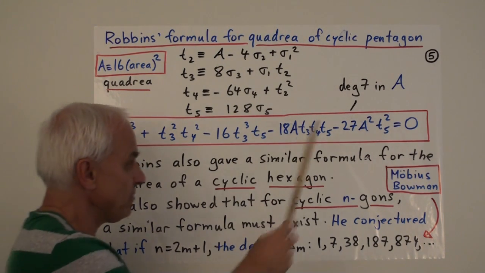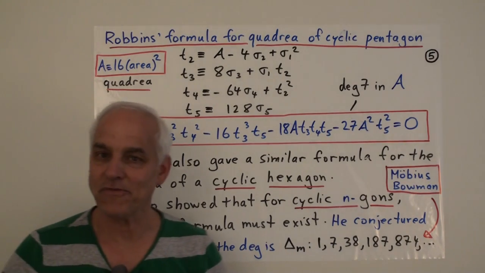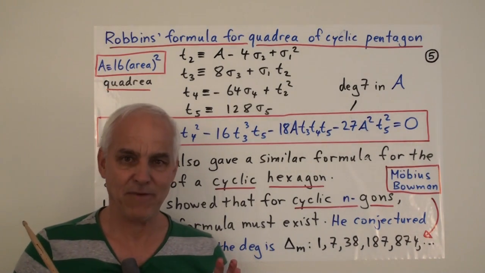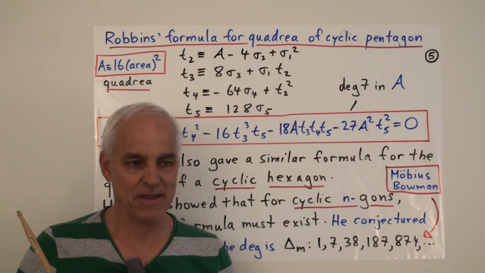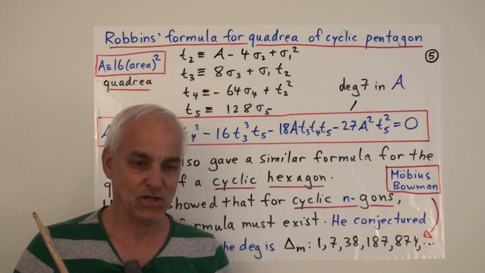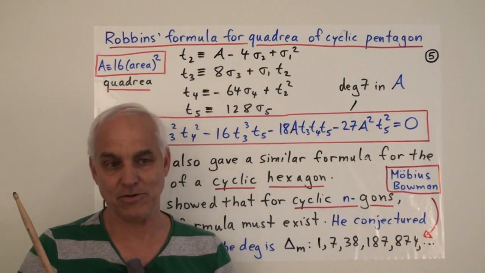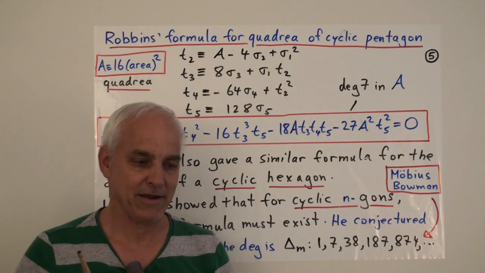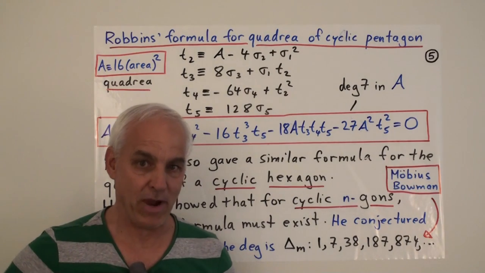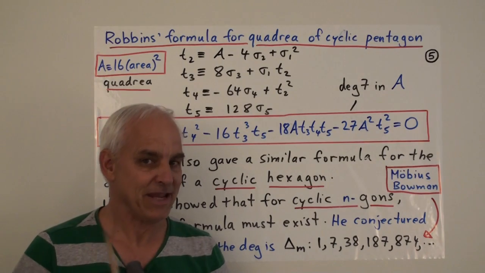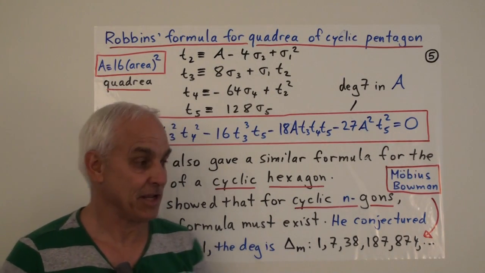Okay, it's a very remarkable formula, sort of a tour de force, and Robbins obtained it in a rather indirect way through very clever usage of actual explicit examples and writing things down carefully and using a computer to make a whole series of equations and then solving them. So a very indirect but interesting approach.